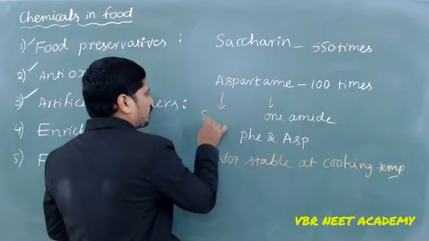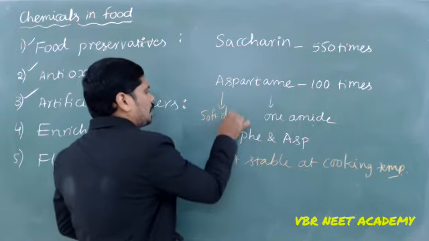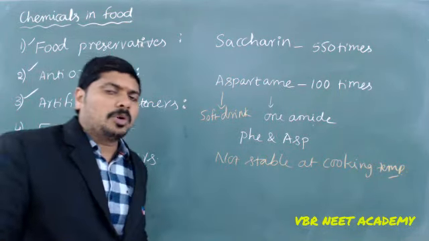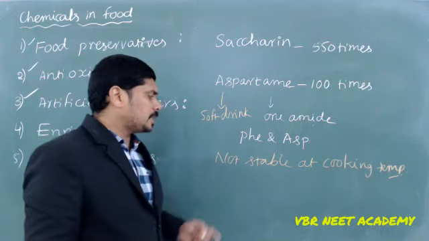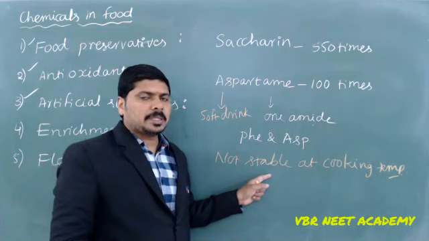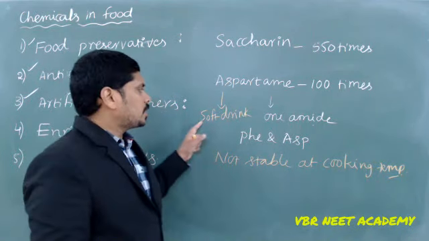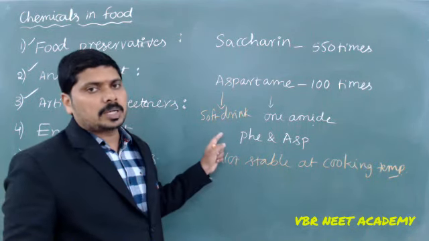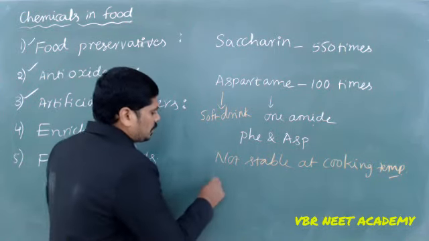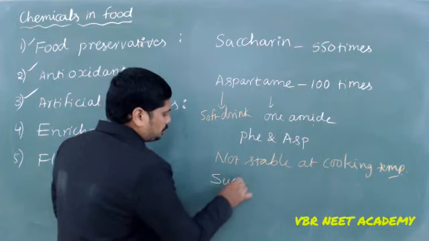Soft drinks we are having, they are all made of aspartame. So where we are going to have only cooling, there is no cooking temperature. It is not stable at room temperature or cooking temperature, so we can't use them. That's why it is restricted for use only in the cool drinks. That is the aspartame. And next one we are going to have is sucralose.